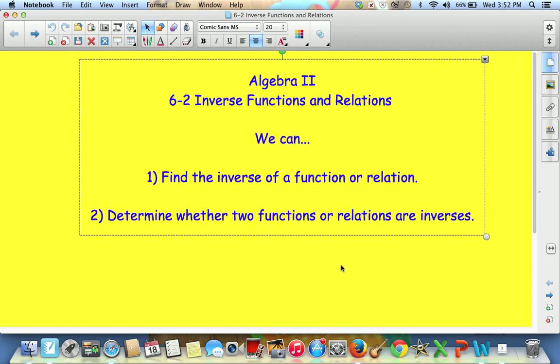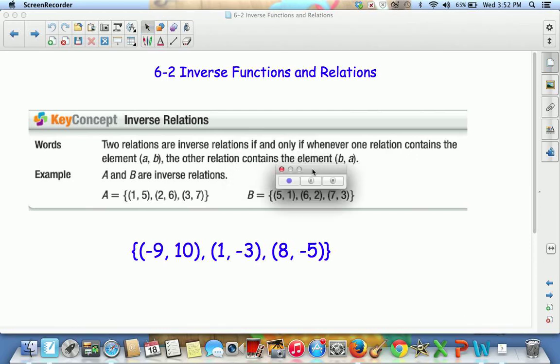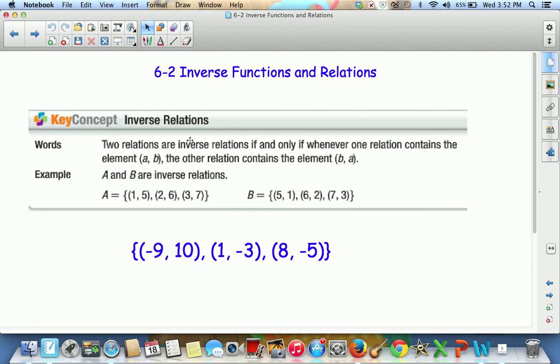We are going to find the inverse of a function or relation. This we'll do in class to determine whether two functions or relations are inverses. So here are inverse relations.